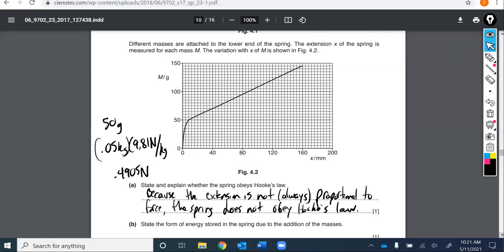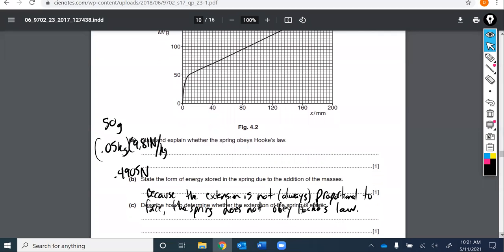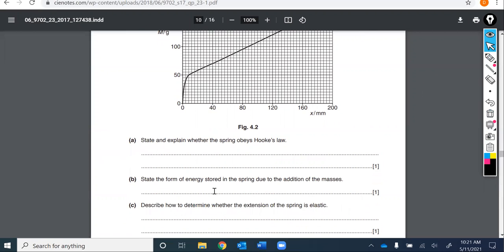Now you want to state the form of energy stored in the spring due to the addition of the masses. And so we would call that form of energy, it's a form of energy that's due to the change in the shape of an object, right? So it's getting longer and longer, it's extending. And so that's a potential energy because it's not energy of motion. And we would call that elastic potential energy.